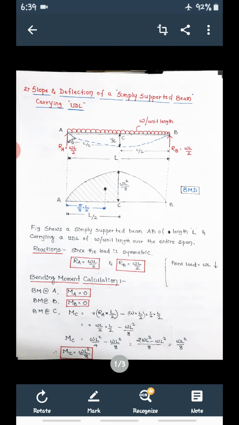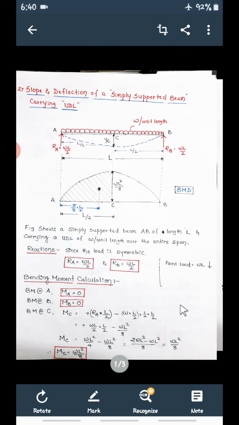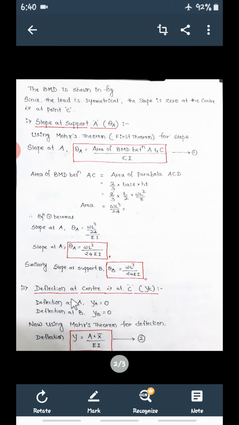So deflection at A, that is YA, is 0, YB is 0, but we have to find out YC. After the load, the beam will deflect and it will come here. So this is the deflection YC. YA is 0, YB is 0, but YC, the deflection at center point C, we have to find out.